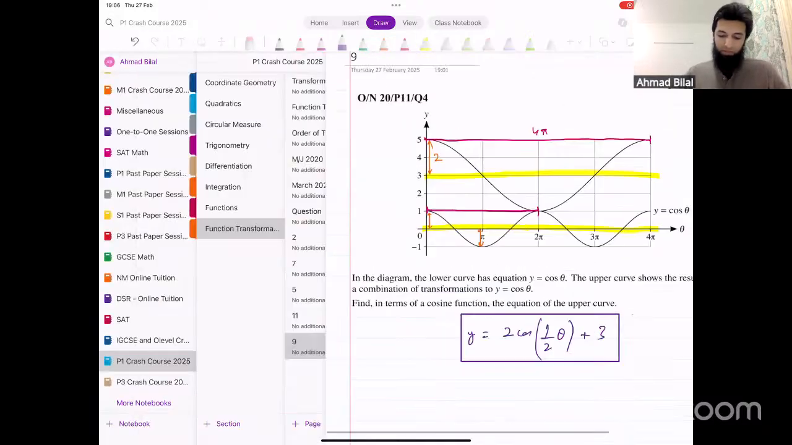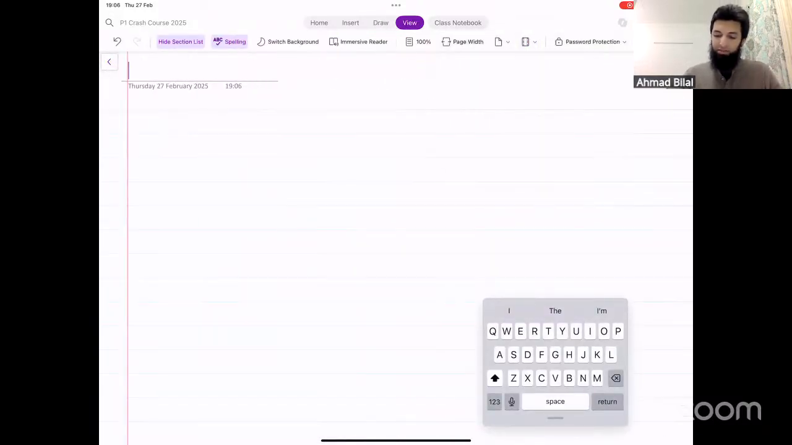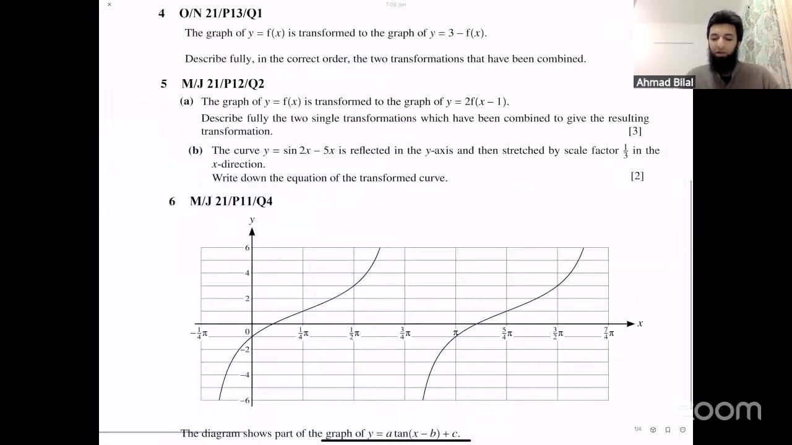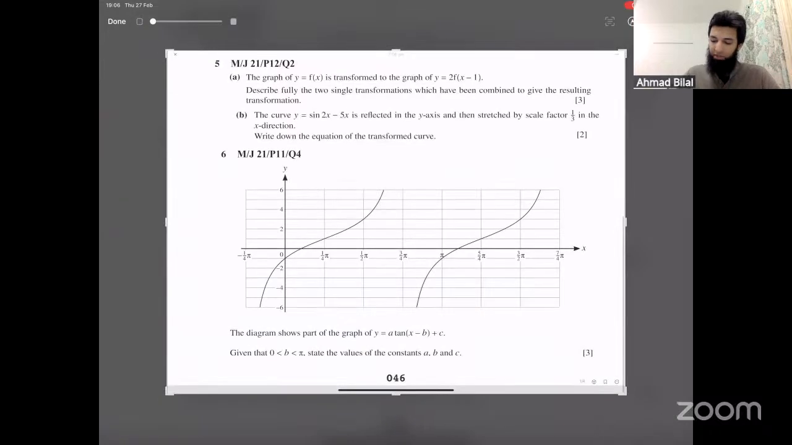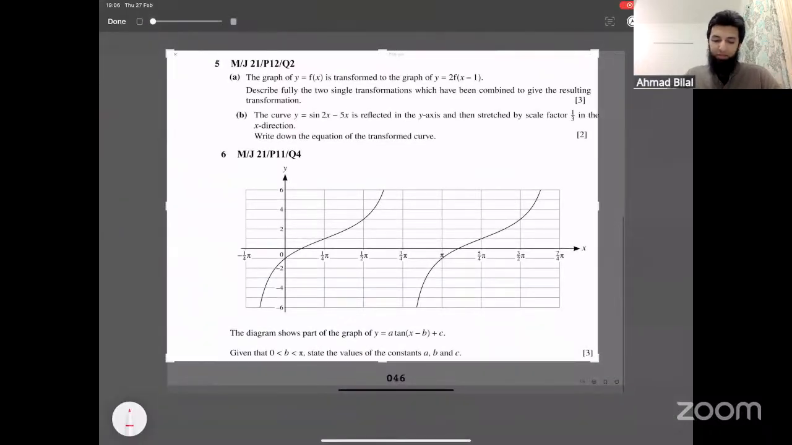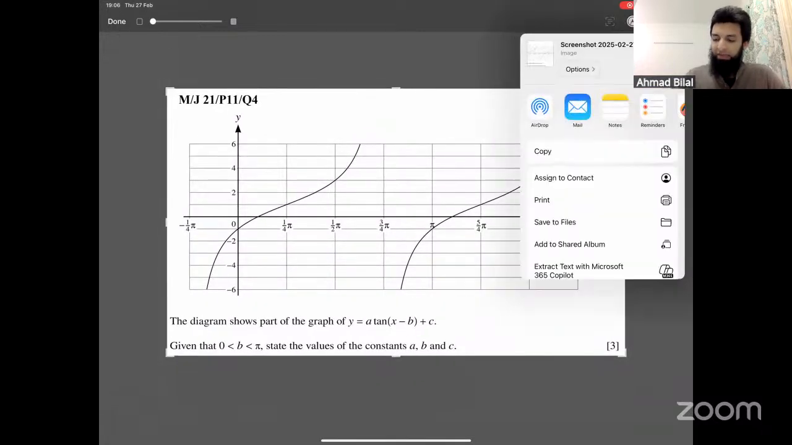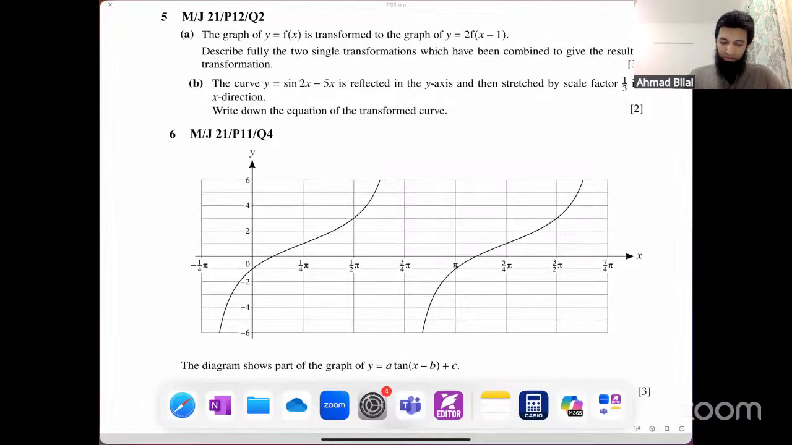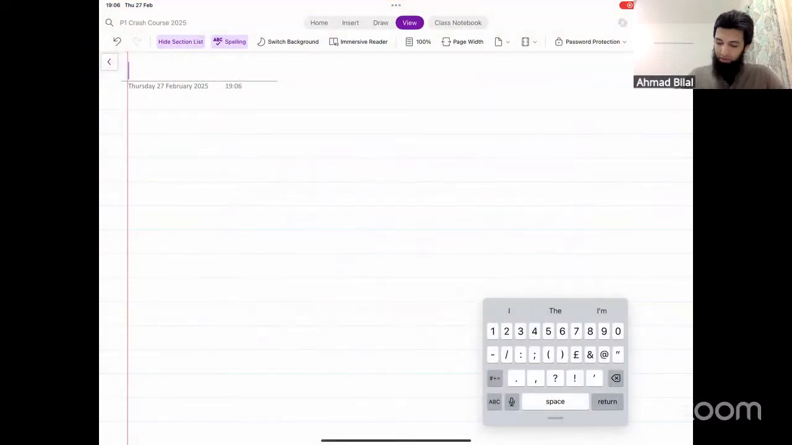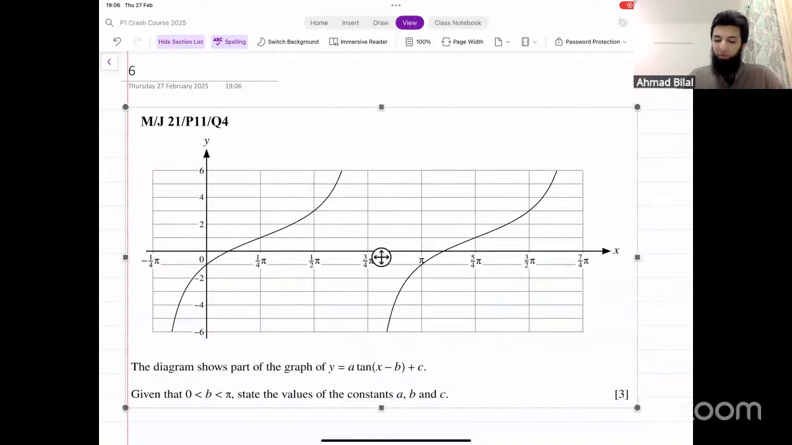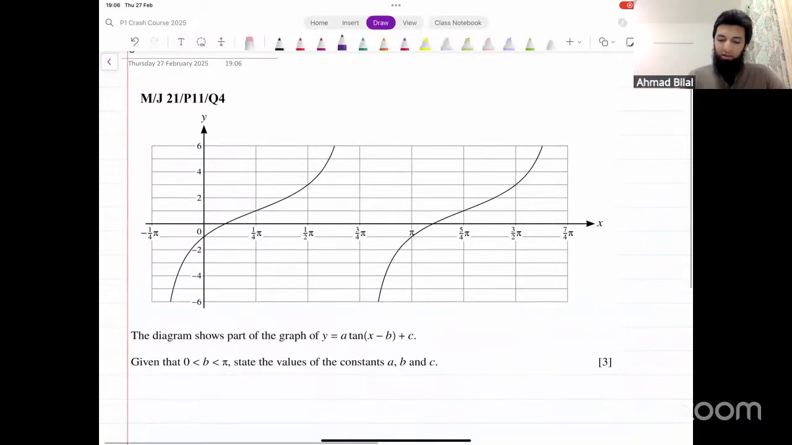Now, one last question, and that's on tan. In sine and cos, figuring out the baseline is easier because you just find the midpoint of the maximum and minimum points. But when it's a tan function, finding the baseline is not as straightforward as finding the midpoint of the maximum and minimum points, because in this case there's no maximum and no minimum, because the graph is going towards infinity or negative infinity.